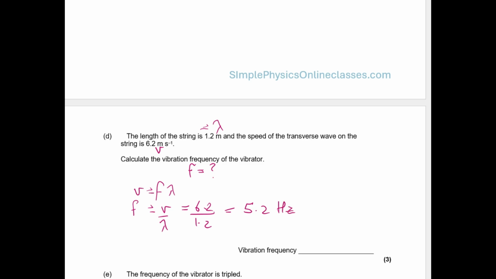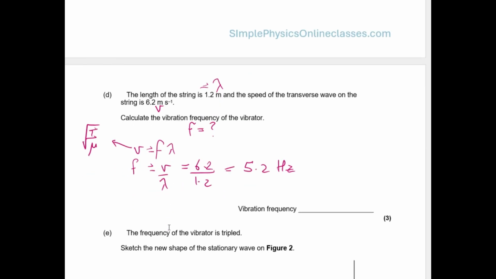Okay, don't forget that you've got the other formula for V, which is indirectly on this. It's not on the spec itself, but you should know it's indirectly. V is equal to root T over mu. Okay, and you've seen that in the formula F equals 1 over 2L square root T over mu. So that is just a variation of F is V over lambda. Okay, so let's move on then.